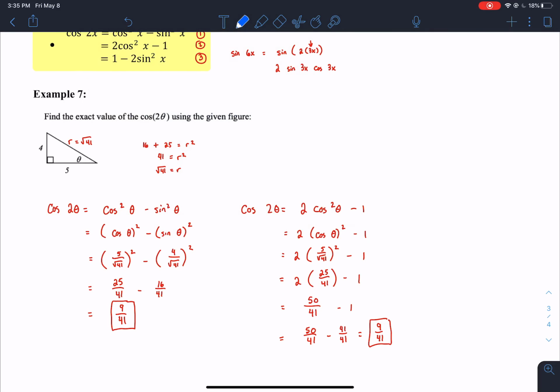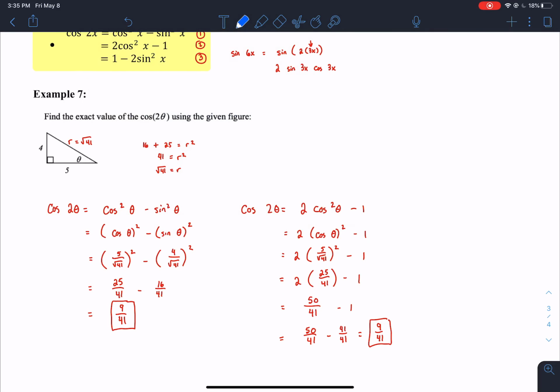Number 8 says find the exact value of sine of 2 theta, given that cosine of theta is negative 2 over 7, and pi over 2 is less than or equal to theta, which is less than or equal to pi. So sine of 2 theta, we know, is going to be 2 times sine of theta times cosine of theta. Now it says that theta has to be between pi over 2 and pi, so that's got to go in quadrant 2.